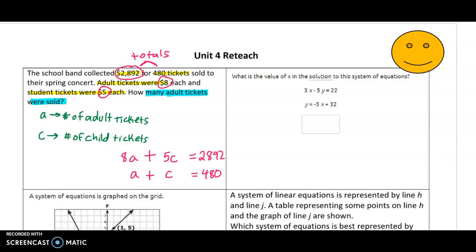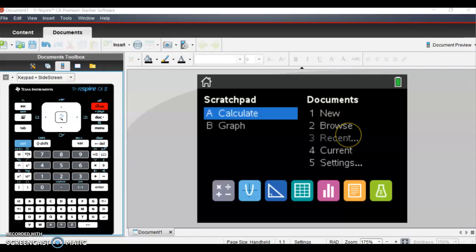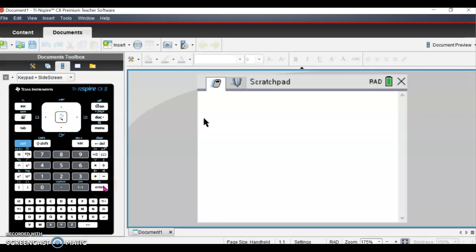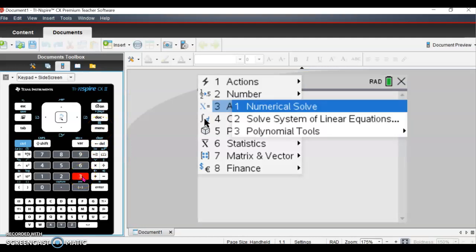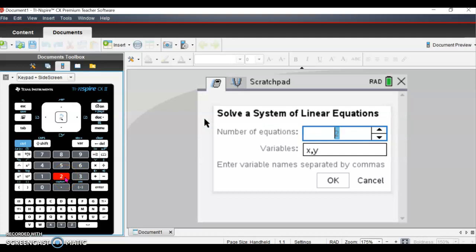Now I'm going to show you the calculator and how to do this on there. Remember, our calculator lets us solve systems of equations, any systems of equations. It does not have to be a word problem. We would go to calculate. I'm going to hit enter. I'm already on calculate. And we're going to hit the menu button, our favorite button. We are in algebra class, so number 3. And then number 2, solving a system of equations.